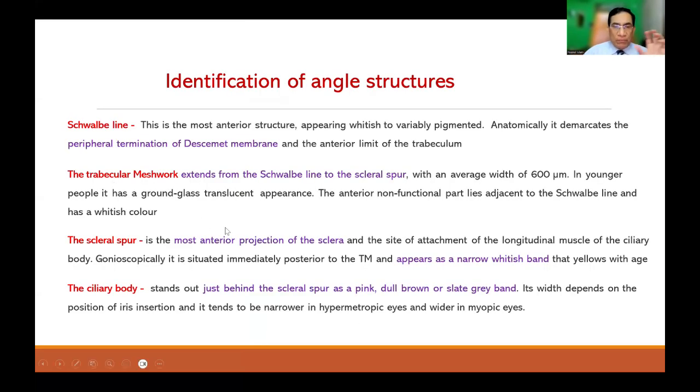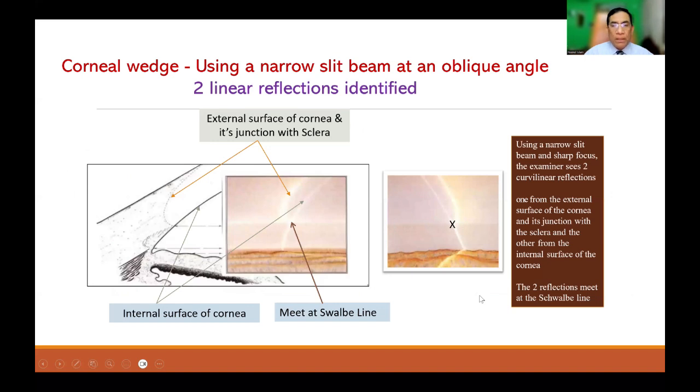And finally, the four structures are the landmarks in the angle. One is Schwalbe's line, the termination of Descemet's membrane, which we already mentioned. Then the trabecular meshwork, which extends from Schwalbe's line up to the scleral spur. And the scleral spur is the anterior projection of the sclera, which we showed, and appears as a narrow whitish band. And fourth is the ciliary body band, just behind the scleral spur, as a pink, dull brown, or slaty gray band.